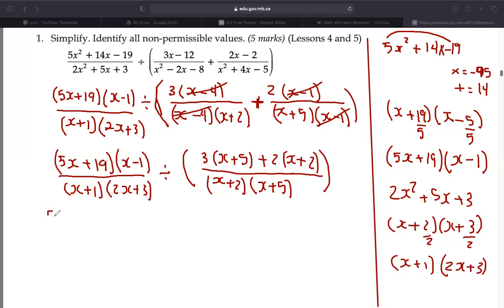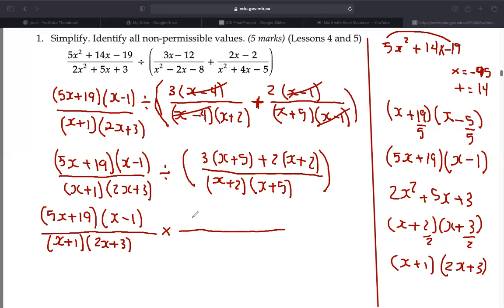Now we have 5x plus 19 over x minus 1 all over x plus 1 to x plus 3 times, I'm going to flip this, so the x plus 2 and the x plus 5 will go on top. And at the same time, I'm going to start distributing here. So here we're going to get 3x plus 15 plus 2x plus 4.